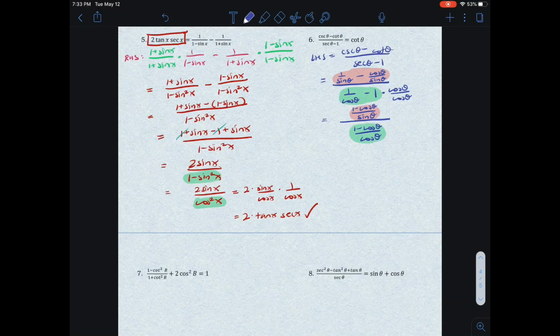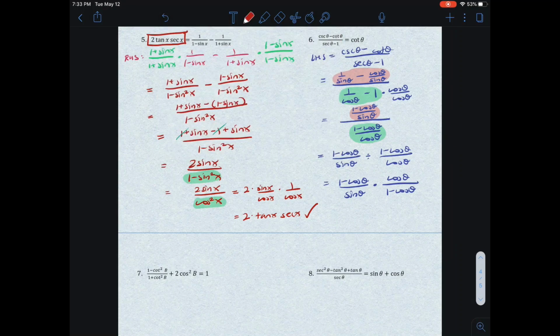And at this point, I have a fraction divided by a fraction. What I can do is rewrite this. I can take the numerator and divide that by the denominator. And if you remember, when you're dividing by a fraction, that's the same thing as multiplying by the reciprocal. So really, I could just multiply this by cosine of theta over 1 minus cosine of theta.